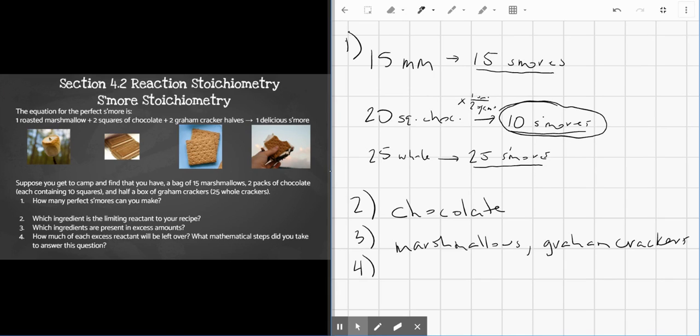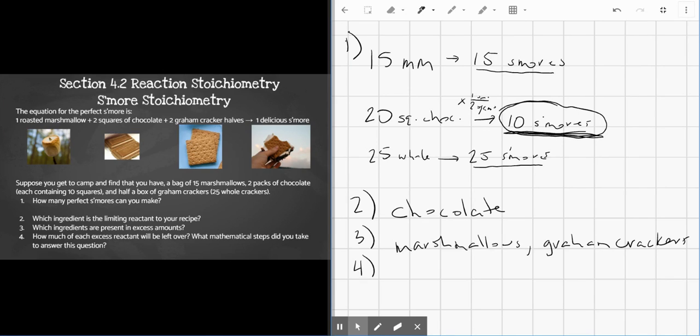All right, number 4, how much of each excess reactant will be left over? And more importantly, what mathematical steps did you take to answer this question? To figure out how much we have left over, we have to use this number, which is how many we can actually make. If I make this much product, we have to work backwards and figure out how many of my original marshmallows did I use. And then we're going to use subtraction to figure it out.